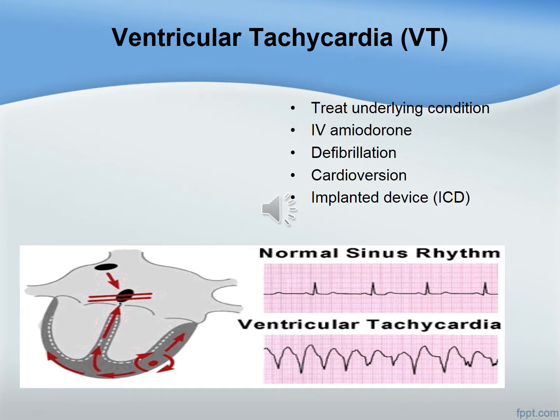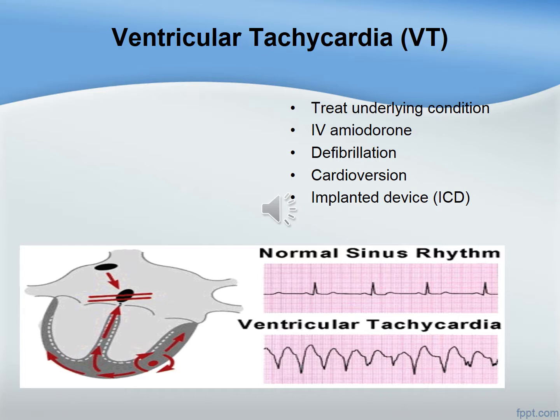Treatment depends on the underlying disease and the patient's tolerance to the rapid heart rate. If the patient can tolerate it, then they may not need treatment. If the patient is having symptoms and is in a sustained tachycardia, it is a medical emergency. The patient will need immediate treatment. The patient may also need antiarrhythmic medications such as amiodarone, which we give IV, and the patient will need CPR or shock from a defibrillator or AED, or electrical cardioversion to return the heart back to the normal rhythm.